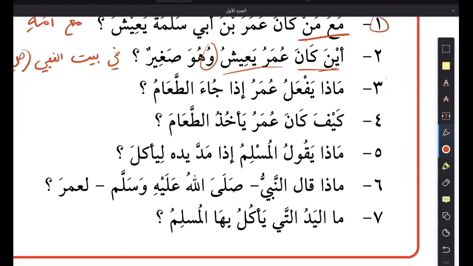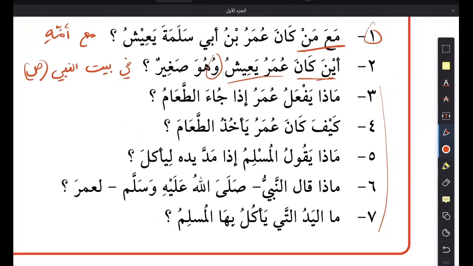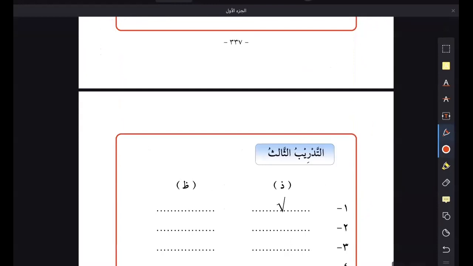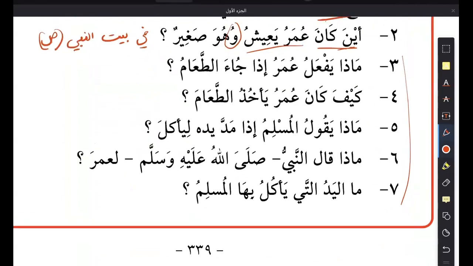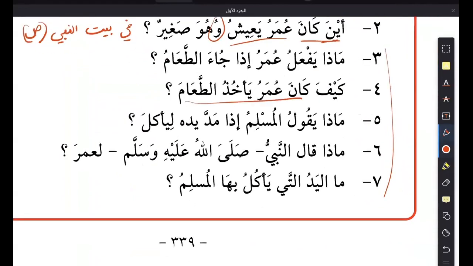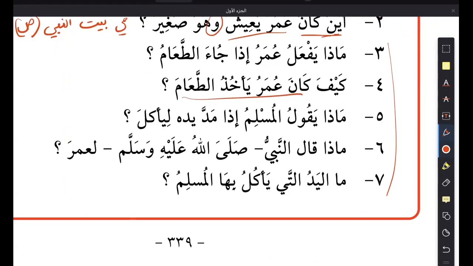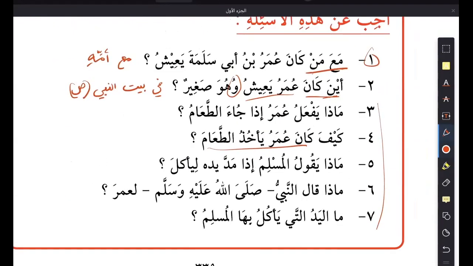I think you can read through them and try to answer. ماذا يفعل عمر إذا جاء الطعام؟ What did Umar do when the food came? You can simply write up some of the things that he used to do. Try your best. It says كيف كان عمر يأخذ الطعام. Read through the text again. This would be extremely helpful. And the good thing is that you don't have to think about reconstructing too much. You read the question, you understand the question, you go back to the text and understand the text, and then you can simply copy and paste. If you don't understand the text, you can't even copy and paste.